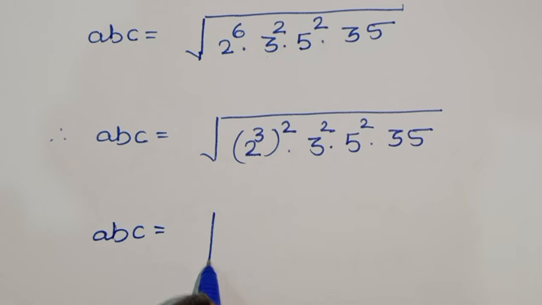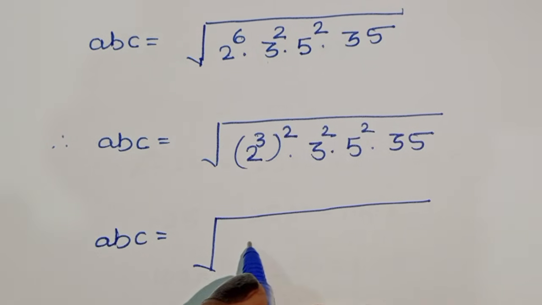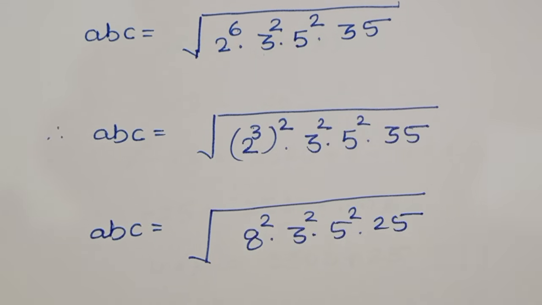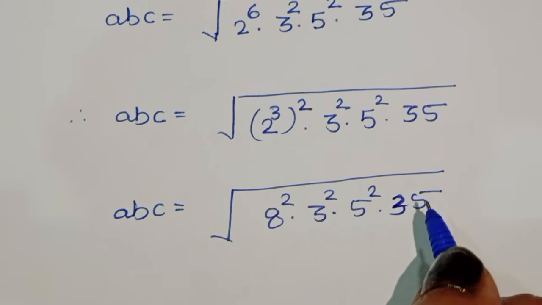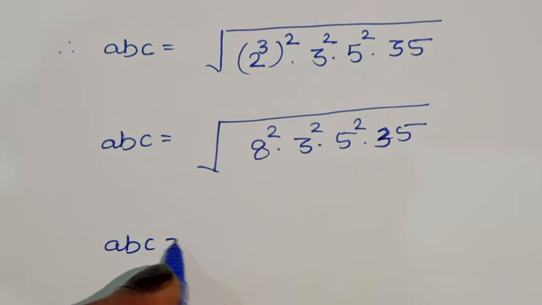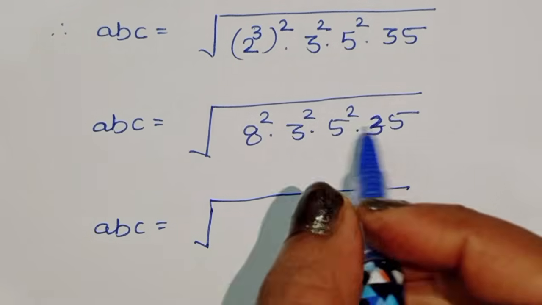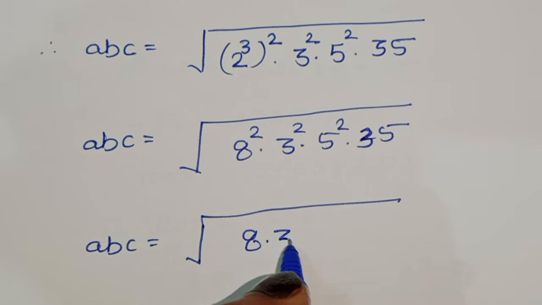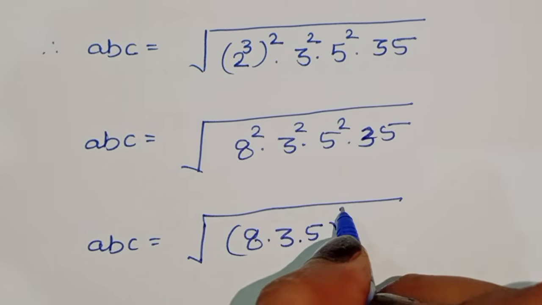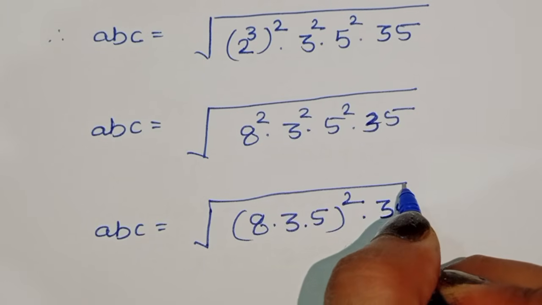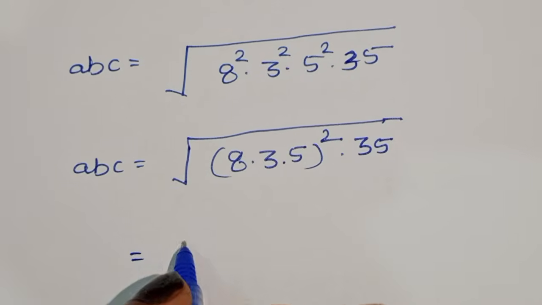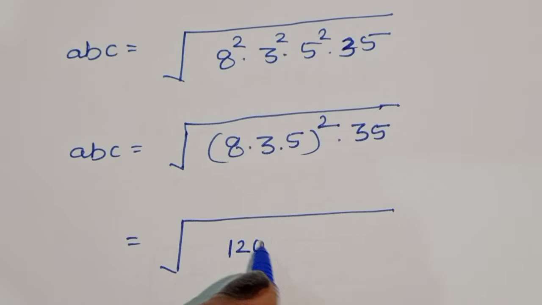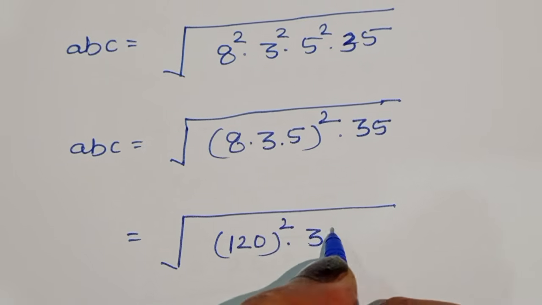ABC is equal to the square root of 2 power 3, which is 8, so 8 square times 3 square times 5 square times 35. Sorry, 35. Now this is in square form, so we can take 8 times 3 times 5 whole square times 35. Now 8 times 3 times 5 is 120, so it will become 120 square times 35.